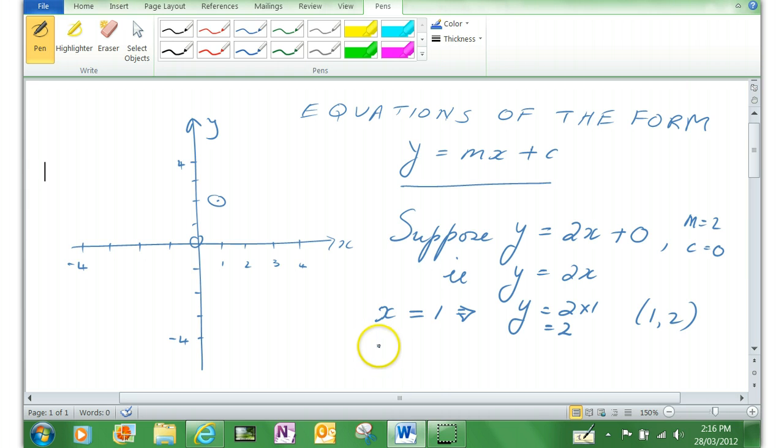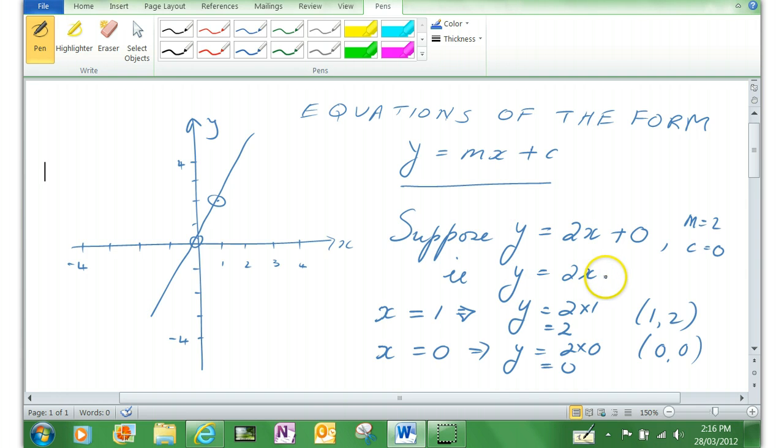Now, another good choice for x is to put x equal to nothing into it. So what do you get in this case? You get y equals 2 times 0, which is 0. So the point 0, 0 lies on the graph. So that's the line which is formed by the rule y equals 2x.